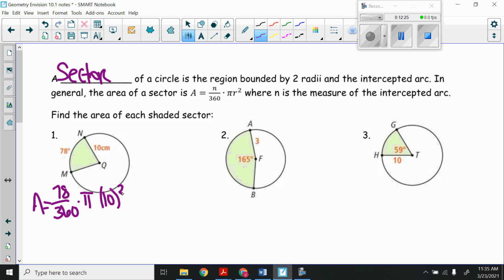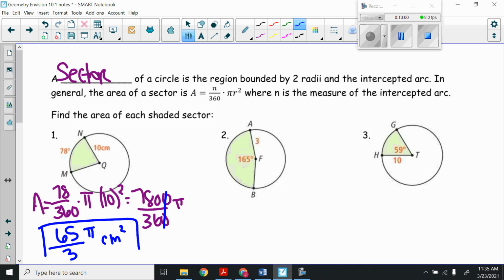So 10 squared is 100. So on top here, I have 7,800 over 360 pi. I'm going to reduce, so those zeros cancel. So I have 780 and 36. They both have a 12 in common. So if I do 780 divided by 12, I get 65 pi. 36 divided by 12 is 3. They gave me units here, centimeters. I found area, so it's squared. So my answer is 65/3 pi square centimeters.